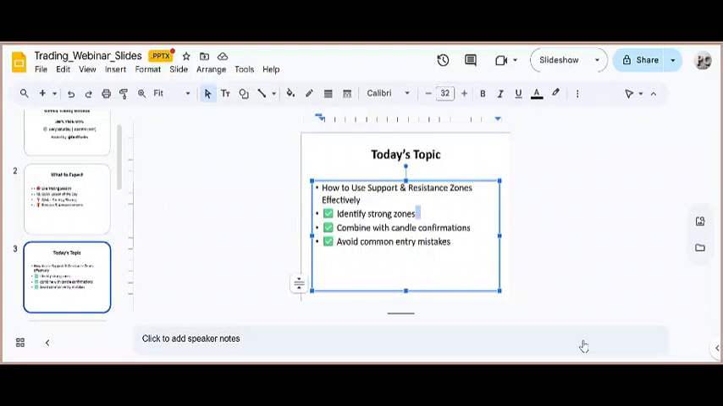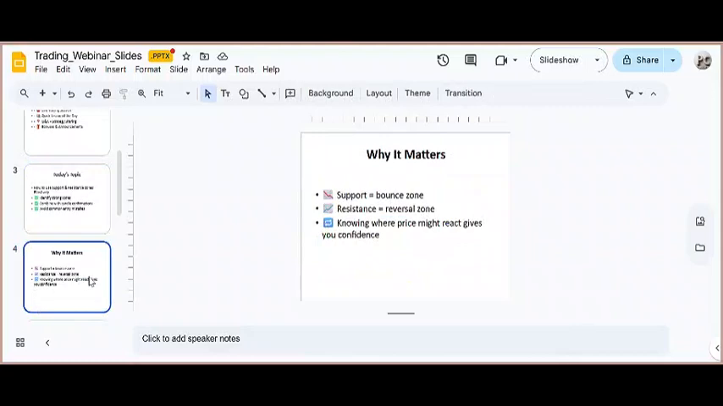So, then, why does it matter? Why do the support and the resistance zone matter, right? They also want to know that. Now, the support zone, like I said, is the bounce zone.